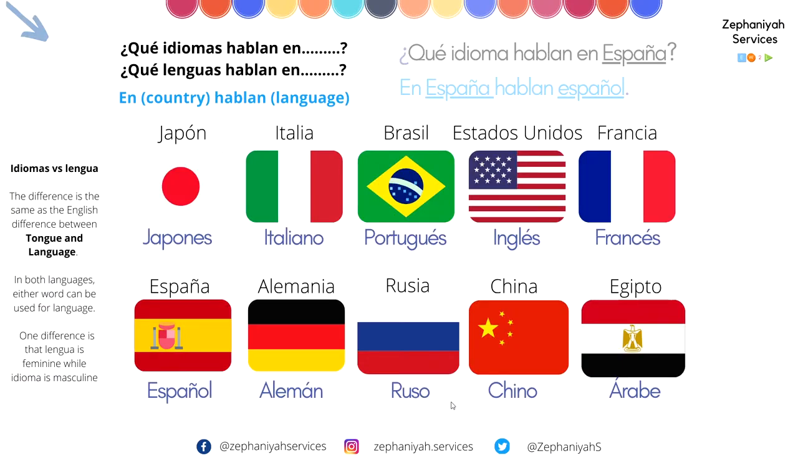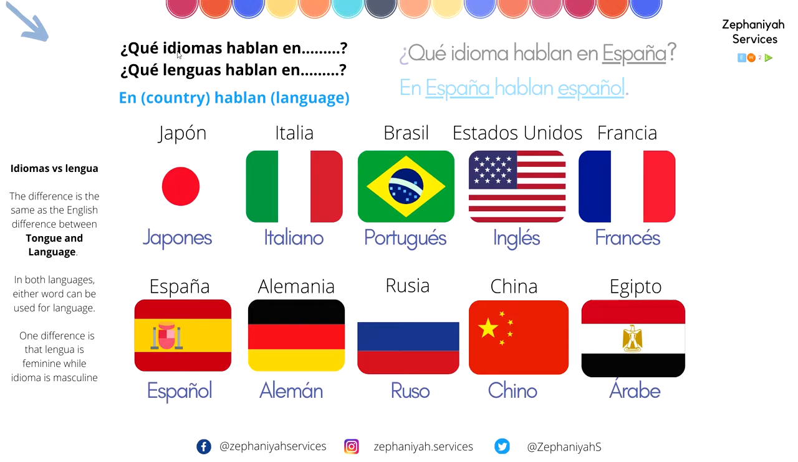Okay, for example, this is like a little exercise. We have two ways of asking the following question. ¿Qué idiomas hablan en a country? O ¿qué lenguas hablan en the country? For example, ¿qué idioma hablan en España? O ¿qué lenguas hablan en España? The answer is like this: En, followed by the country, hablan, followed by the language. For example, en España hablan español.